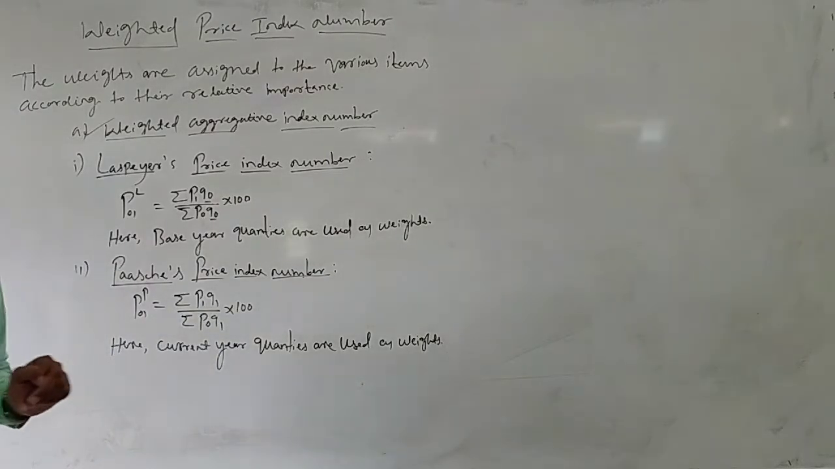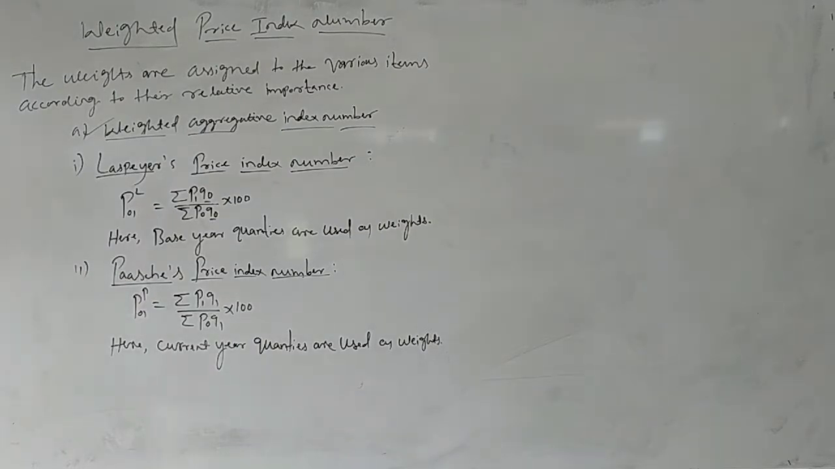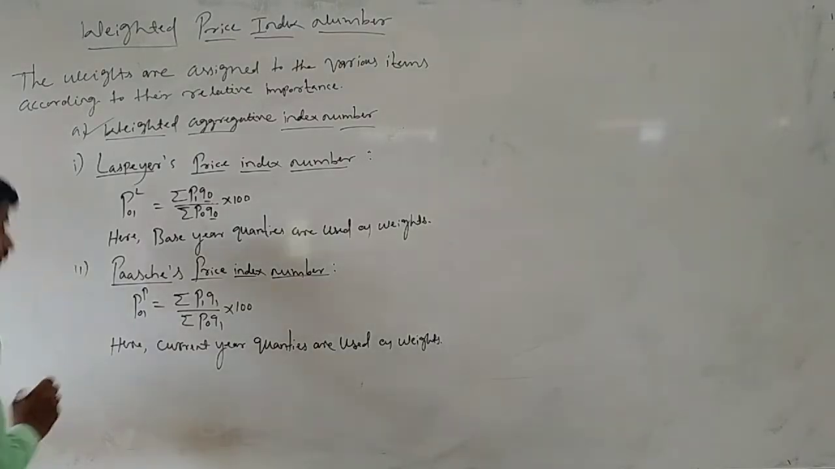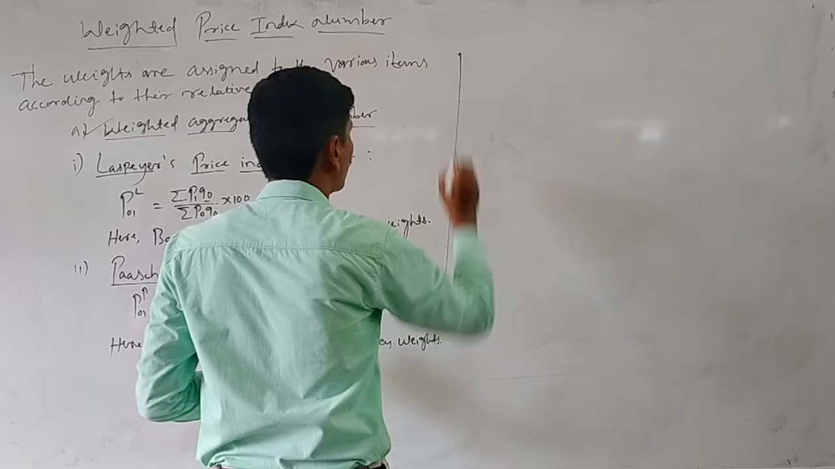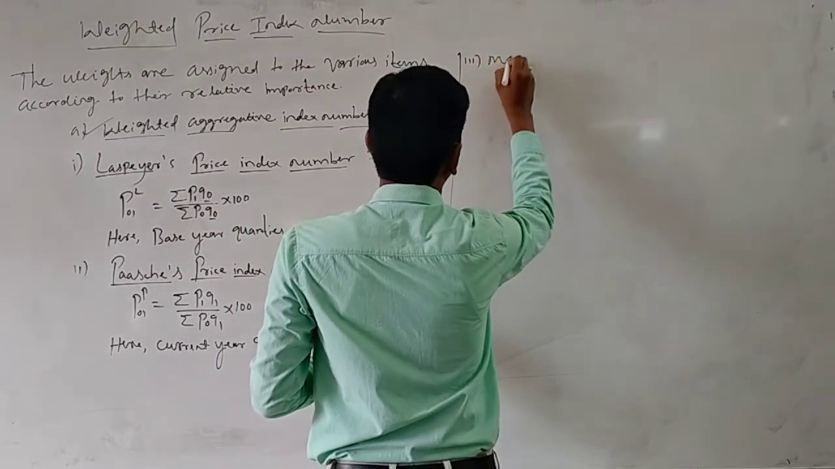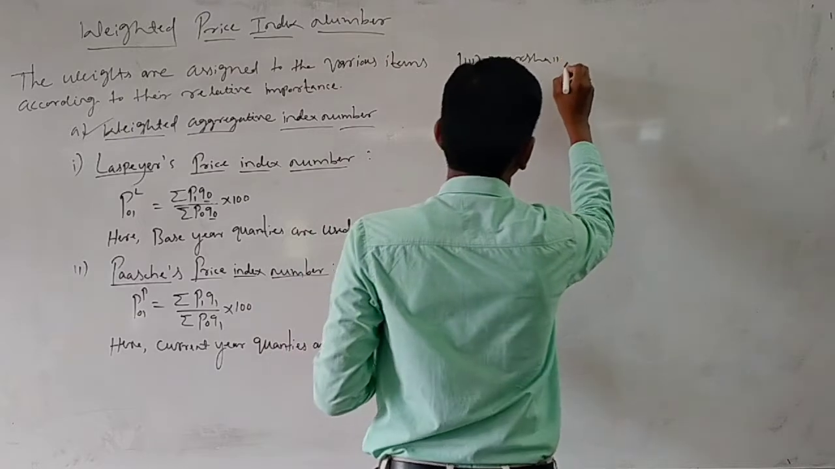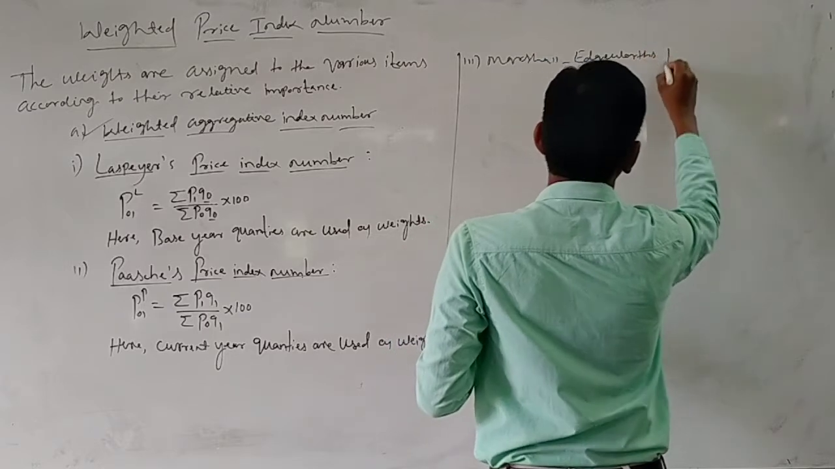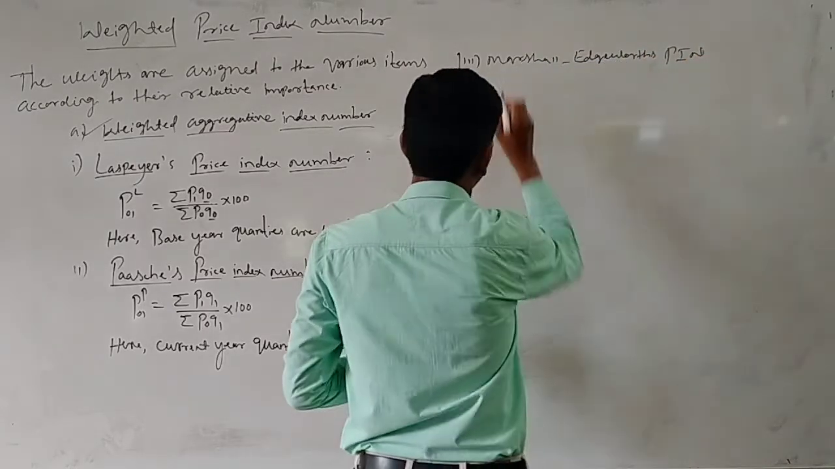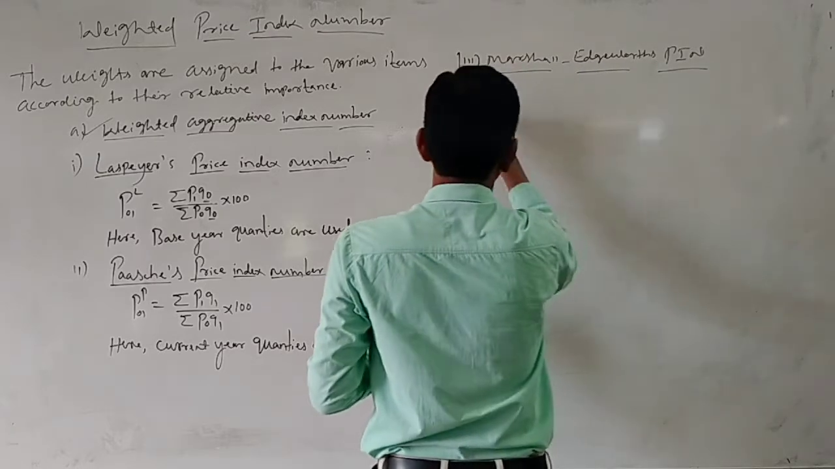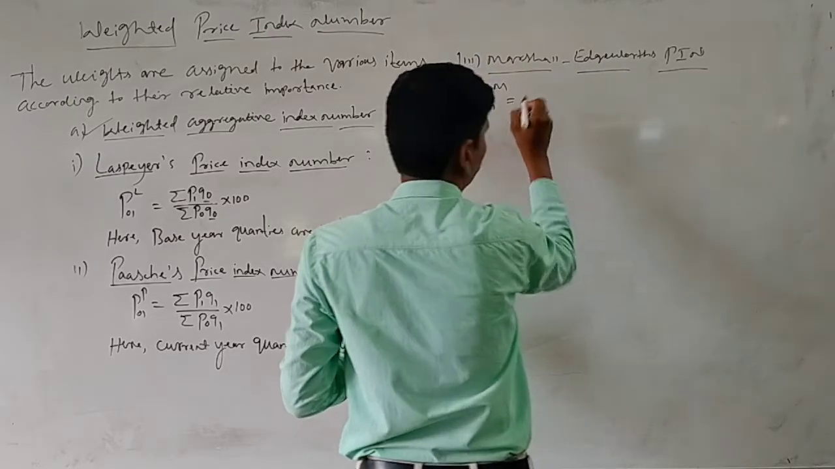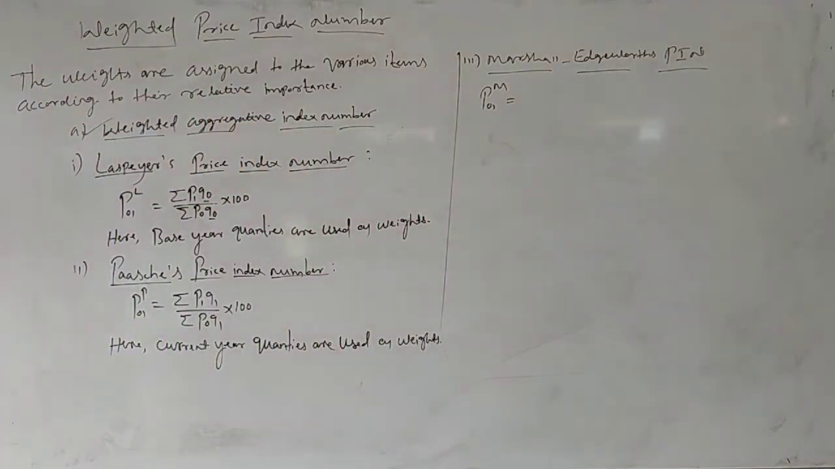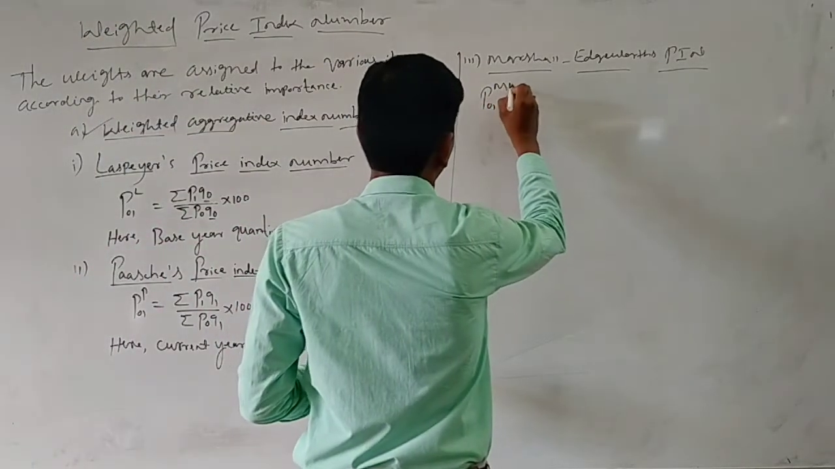The next, third one, is the Marshall-Edgeworth price index number. Here the Marshall-Edgeworth price index number is denoted by P01 M, that is Marshall price index number P01 M or ME.